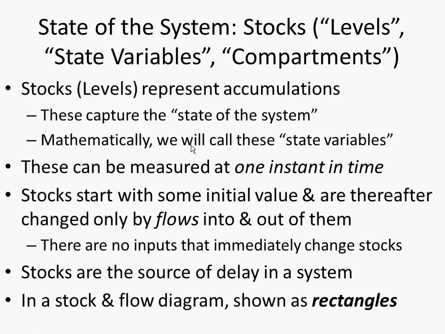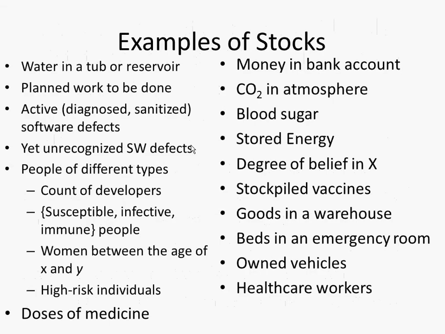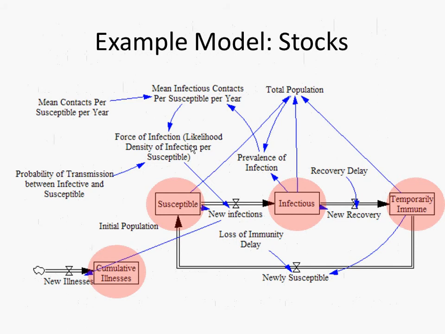So for their behavior over time, you have to specify an initial value, but after that, their behavior is dictated by the value of the flows. You typically don't have to specify per se a formula for the stock. It's just the integral over time of flows in minus flows out. It integrates it up, totals it up over time. Okay. And in a diagram, these are shown as rectangles, and I think we have a diagram here. So here, number of susceptible people, number of infected people, number of temporarily immune, and number of cumulative illnesses. These are all stocks.